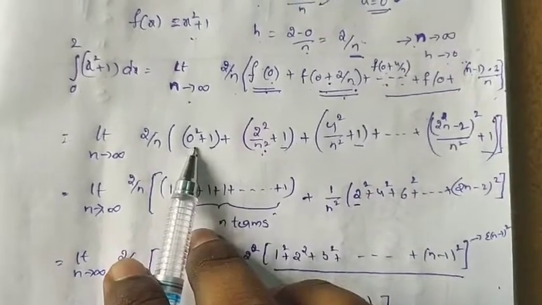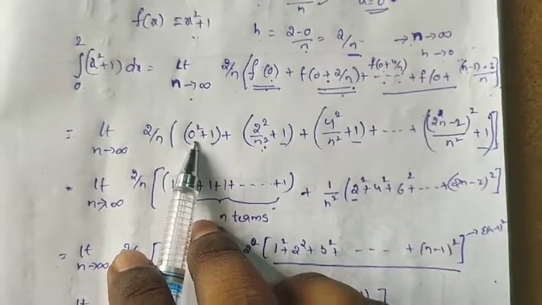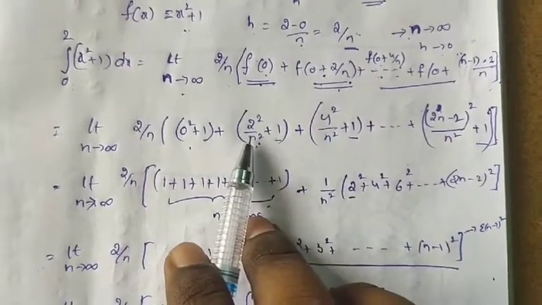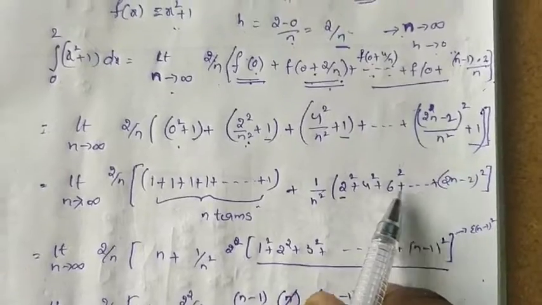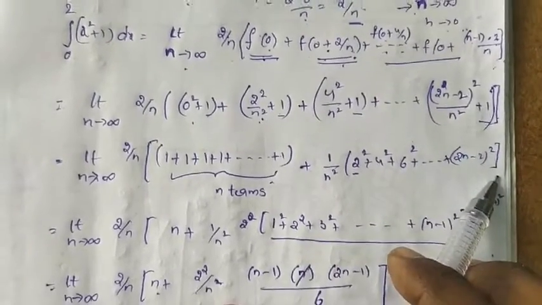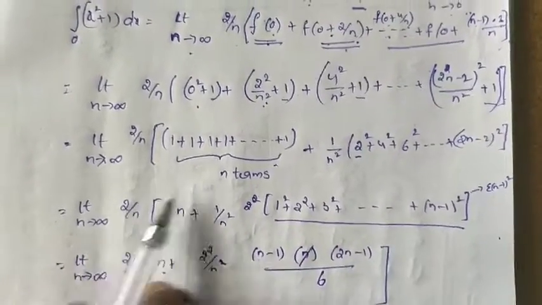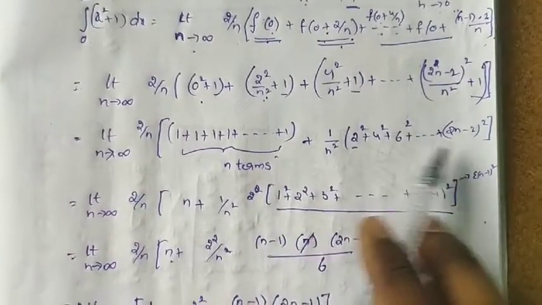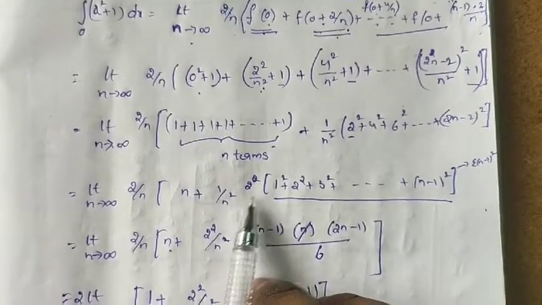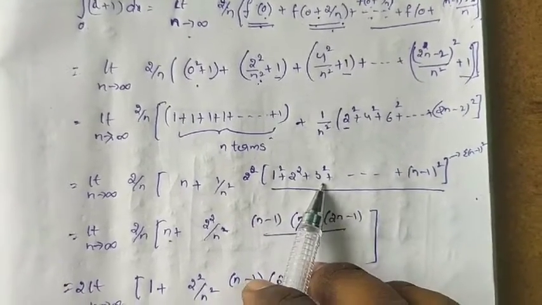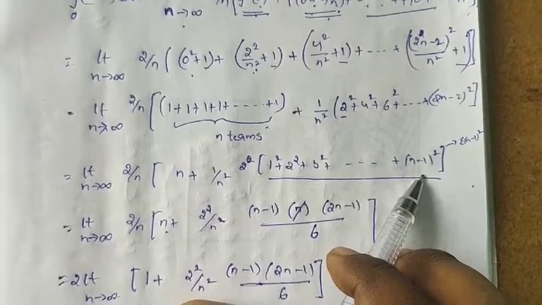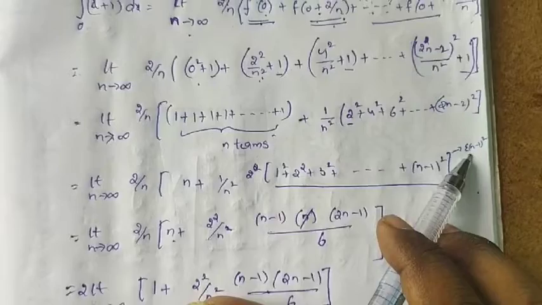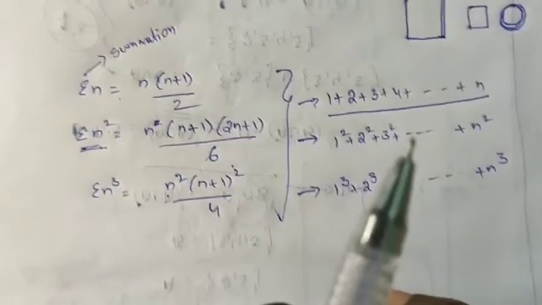The first term has no 1 by n square, so let it be 0. If you add 0, there is no use. So excluding the 0, we have 2 square, 4 square, 6 square, and so on to 2n minus 2 whole square. Limit n tends to infinity 2 by n, and this is n. Now 1 by n square. From all this, I am taking 2 square out common. When I take out the common, it is 1 square, 2 square, 3 square, and so on, n minus 1 whole square. That is looking like sigma of n minus 1 whole square.